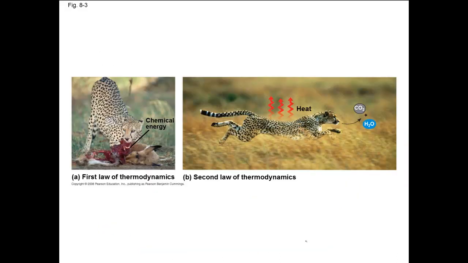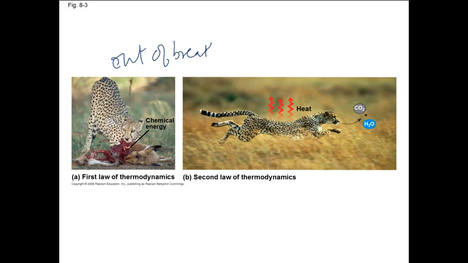Now, to understand why you cannot recycle energy, you have this cheetah. It chases the gazelle, outruns it, and kills it. It is doing this to obtain chemical energy. But remember, the cheetah has really run so fast. It has burned up a lot of chemical energy in its system. It has used that energy to run, and that has made it literally out of breath.